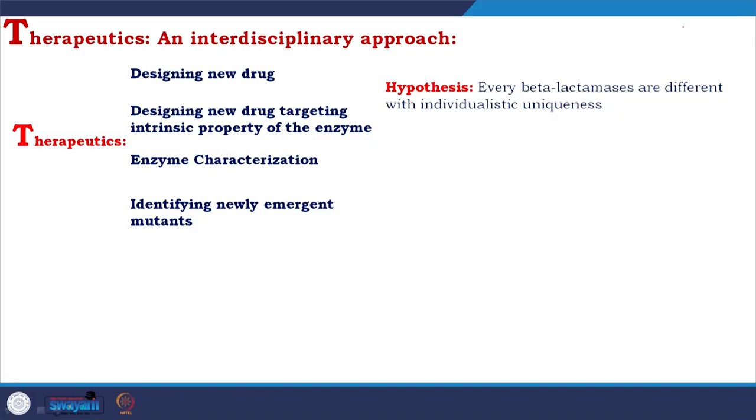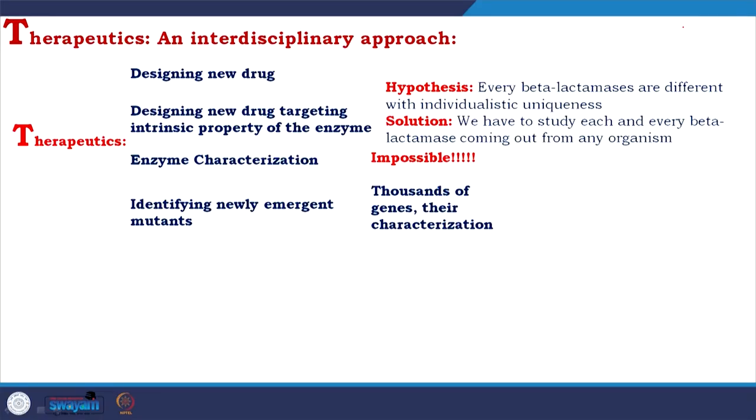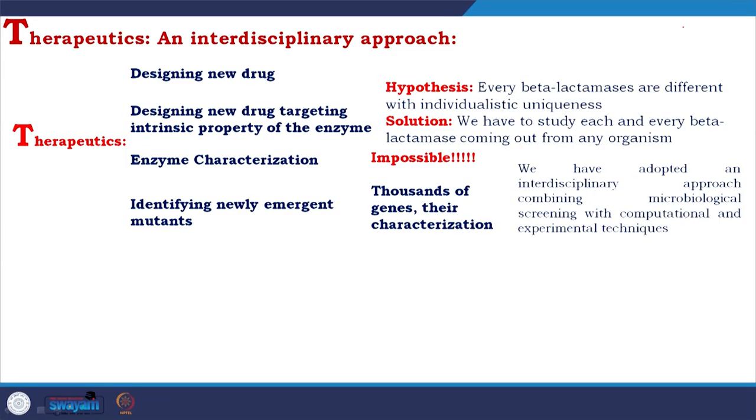So, let us say you take a hypothesis: every beta lactamase is different with individualistic uniqueness. What would be the solution? The solution is we have to study every beta lactamase coming out from any organism as well as their variants. And you could understand that is clearly impossible. Even Napoleon Bonaparte would say that. There are thousands of genes and their variants, so you have to clone them, overexpress them, purify them, characterize them. It is not a finitely possible work.